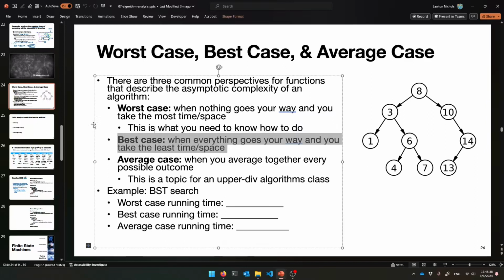You can always talk about it from the best case's perspective. That's when everything goes right, and you take the least amount of time and space. So, what's the best my algorithm could do? Let's think about it positively for once.